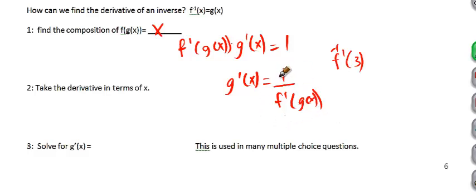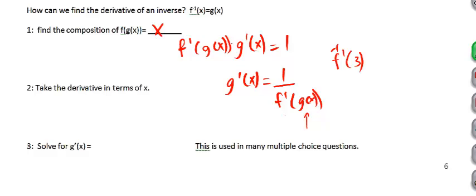A couple things we note: inverses have reciprocal slopes. They're symmetric about the line y equals x. That's where we get this reciprocal. But the one thing we really have to be careful about is that this is generally going to be a y value that they give us. So when you get this, you set it equal to f of x, not plug it in for x. That's one of the biggest parts. This is used in multiple choice questions a lot of times. If you can find the inverse and then take the derivative, that's probably the most straightforward way. But if you can't, this is the way to go.